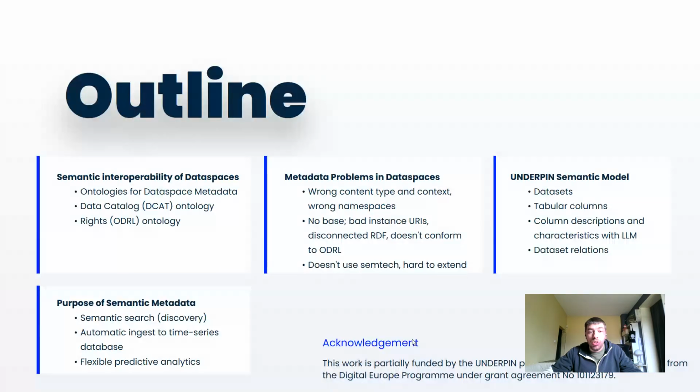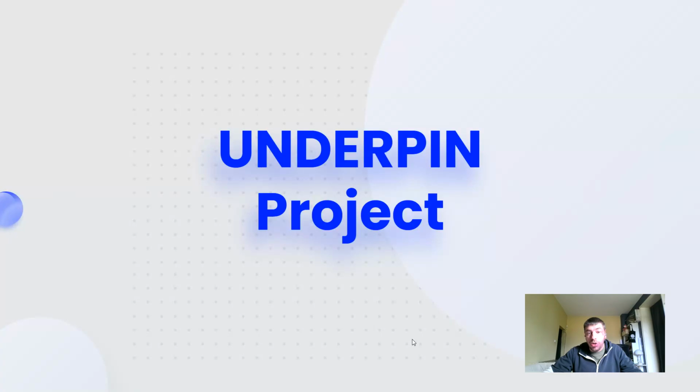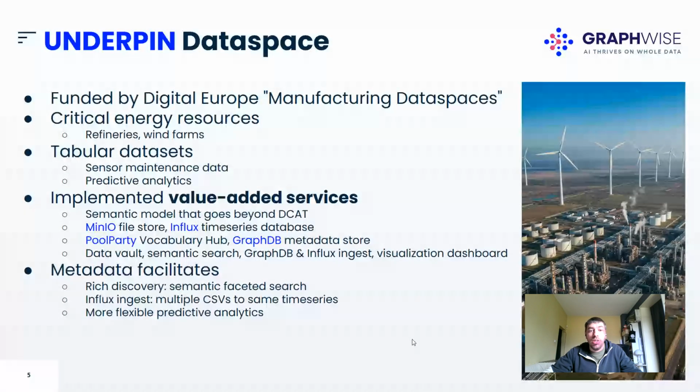And finally, we'll also touch upon the purpose of having semantic metadata and how it actually helps the participants of the data space. This whole thing, just to mention, is done in the UNDERPIN data space. So let me start by giving you a brief description of the project. It is funded by Digital Europe Manufacturing Data Spaces. It revolves around critical energy resources. In particular, we have two main data providers. One is an oil refinery, and the other one is a wind farm. Both, I think, are the largest producers in their fields within Greece, and also one of the largest in Europe.